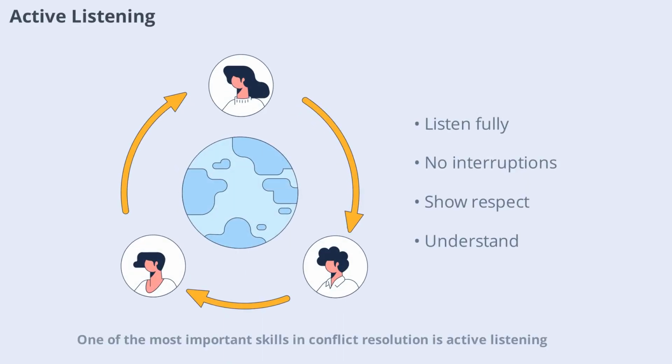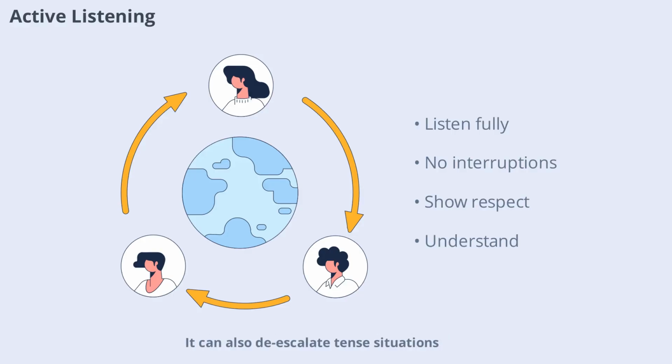One of the most important skills in conflict resolution is active listening. This means truly paying attention to what the other person is saying, without interrupting or planning your response while they speak. Active listening shows respect and helps you understand the other person's perspective. It can also de-escalate tense situations and pave the way for productive conversations.